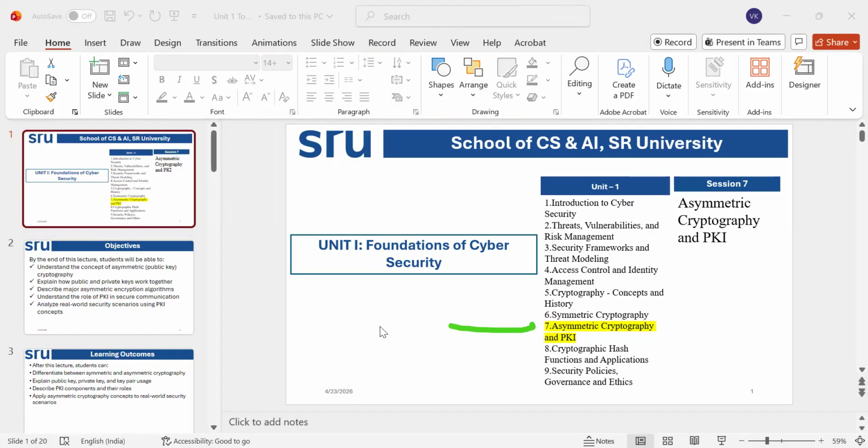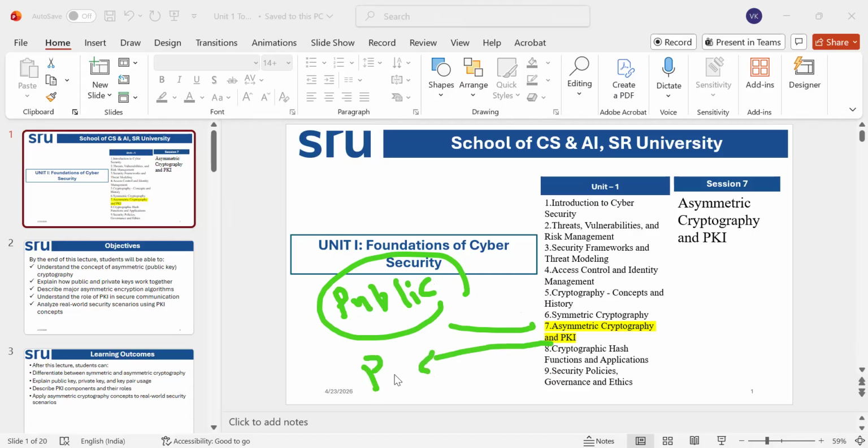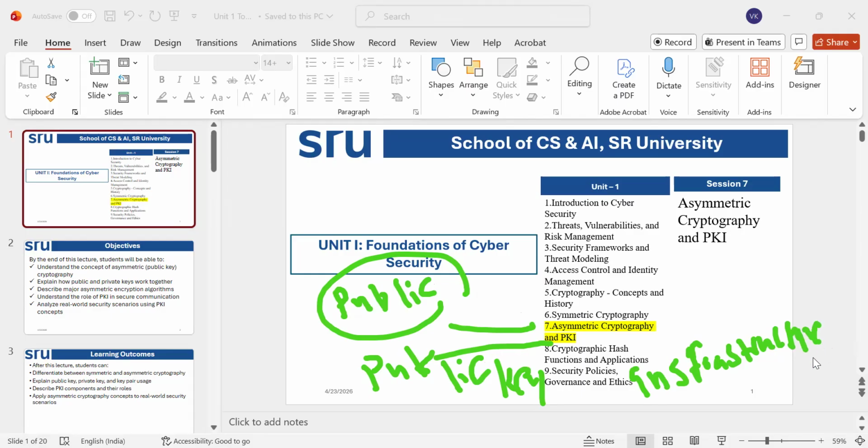In today's class we will study asymmetric cryptography, that is, public key cryptography. Also, we will study the public key infrastructure. Okay, so we will study those kinds of things today.